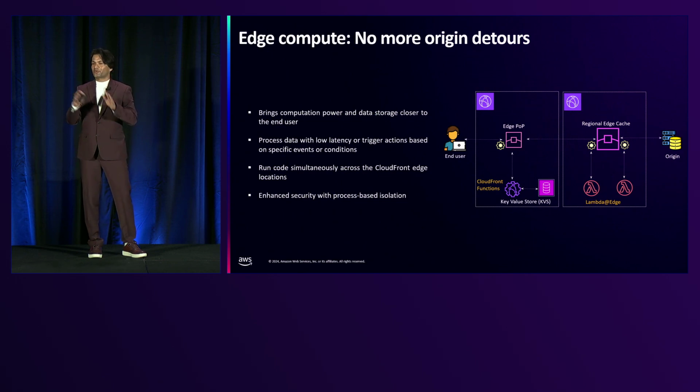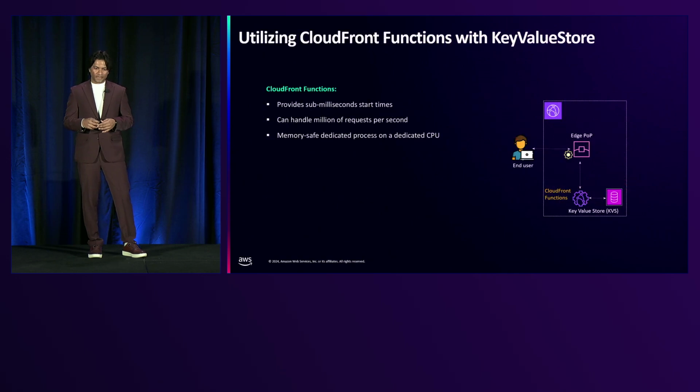So now we've squished our assets down to size. Let's dive into edge compute, where you can process the requests closer to the end users to further reduce the latency. So you can run CloudFront functions on the edge POP. They are purpose-built for lightweight compute tasks that are designed to execute in just milliseconds.